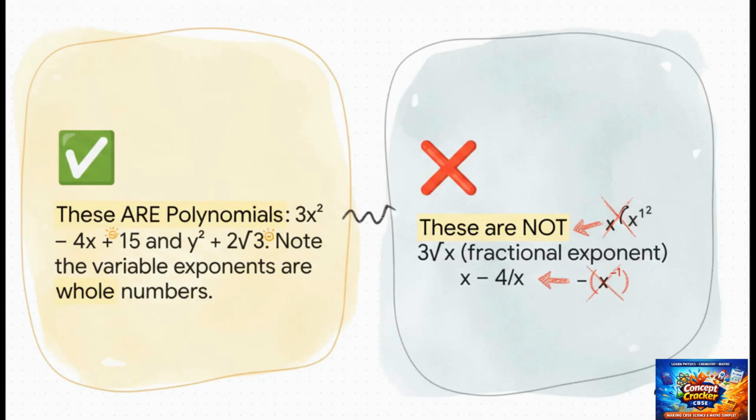Over on the left, you've got your A team. These are real polynomials. See how the exponents are all nice, whole numbers? And hey, you might see that square root and think, wait a minute, but look closer. It's on the number, not the variable. So that's totally fine. Now, look to the right. These are the imposters. That square root of x, that's really x to the power of 1/2. So, nope. And 4 over x, that's the same as 4 times x to the power of -1. So that's a big nope too, not polynomials.